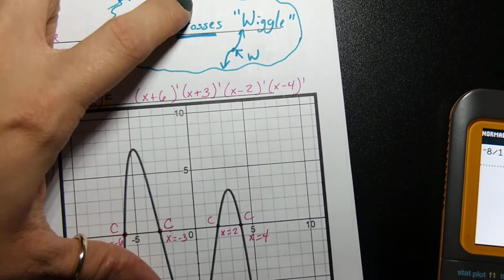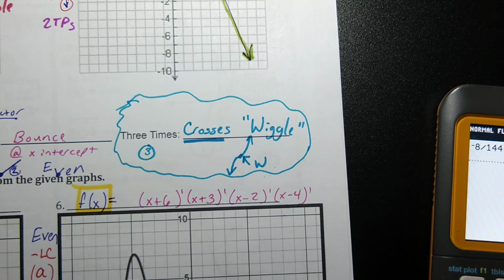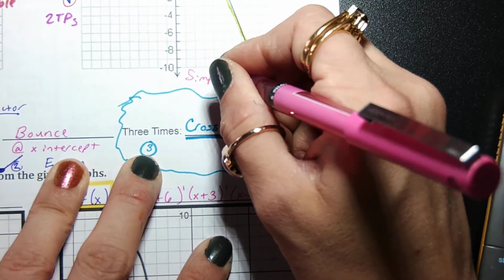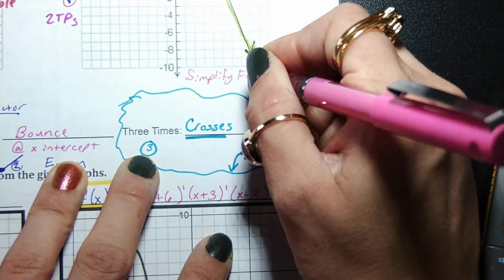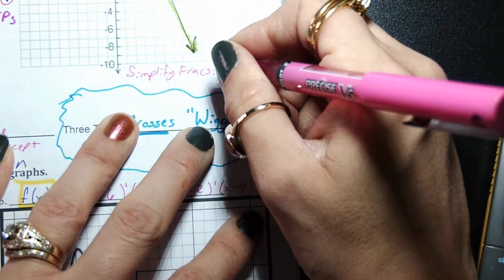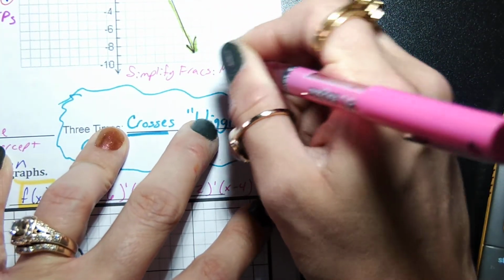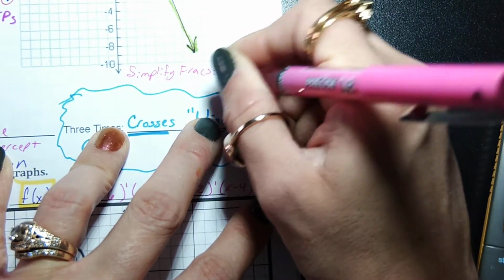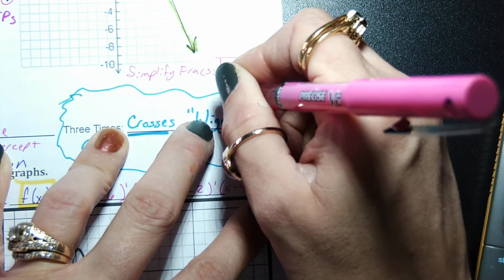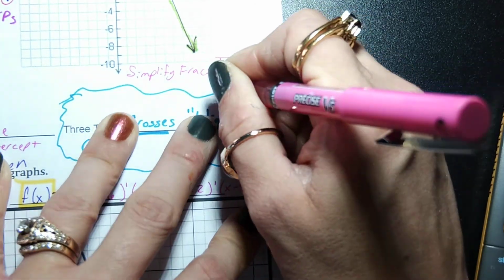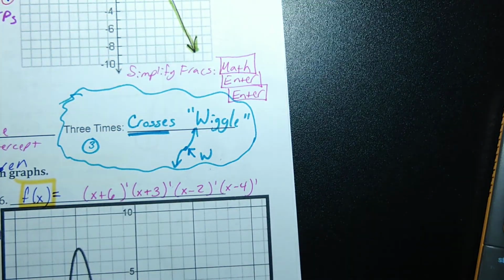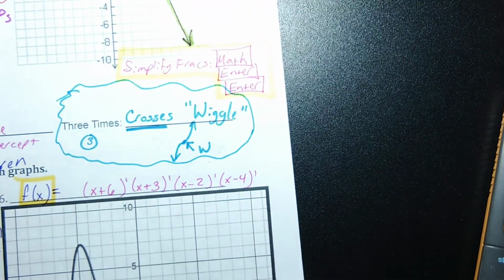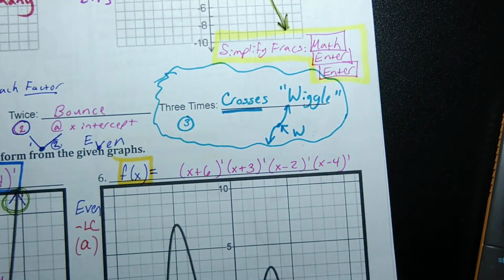Let's go ahead and write this up here somewhere where we actually have some room. So to simplify fractions, you type it in and then hit the following buttons. Math, enter, enter. Say it with me. Math, enter, enter. That is going to be our saving grace with these fractions.